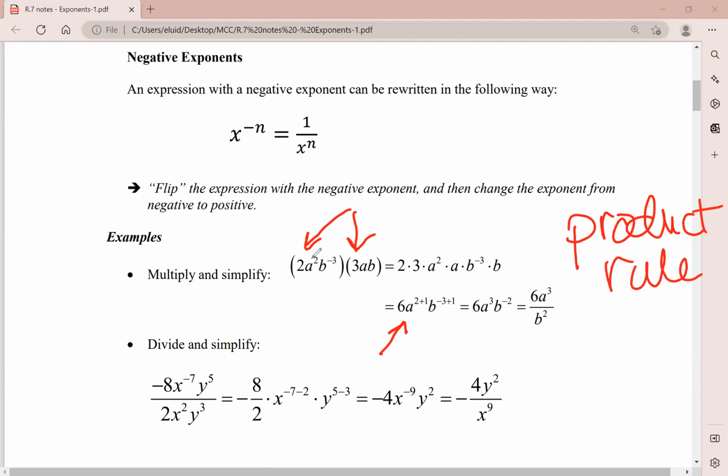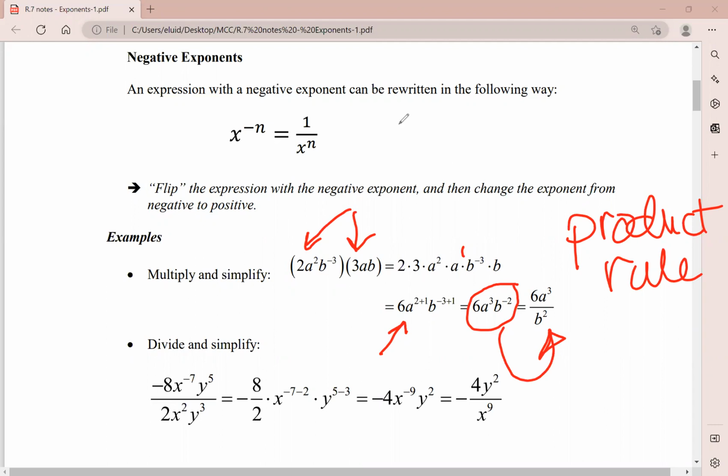So with the a's, a squared times a, you're basically adding those exponents 2 plus 1 and getting a to the third. And then, of course, our powers of b, here's a negative exponent again. -3 plus 1 is going to be -2. Now notice we don't leave our answer with a negative exponent. We have to take whatever expression has the negative exponent, flip it and change the exponent to positive. So notice that the final answer is written as a fraction. The 6 and the a to the third are still in the numerator, but that b to the -2 is now b to the +2 in the denominator. So our final answer has all positive exponents, 6a to the third over b squared.